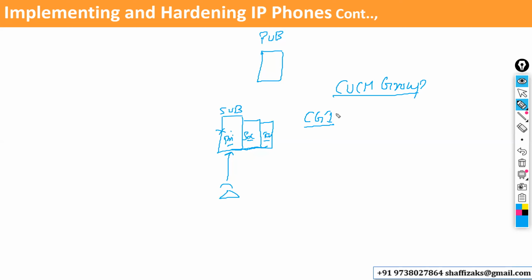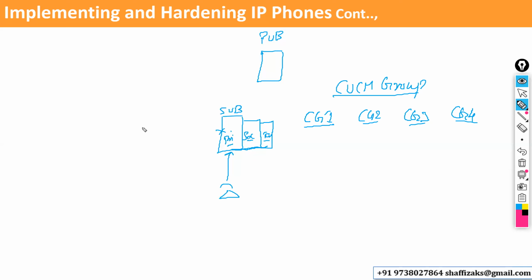Like this, you can create a maximum of 4 groups: CG2, CG3, CG4. These are CUCM groups. Generally, how we create groups depends on the locations, but here I'm taking a very simple CUCM group 1, 2, 3, 4. In one single CUCM group, you can place a maximum of 3 servers.